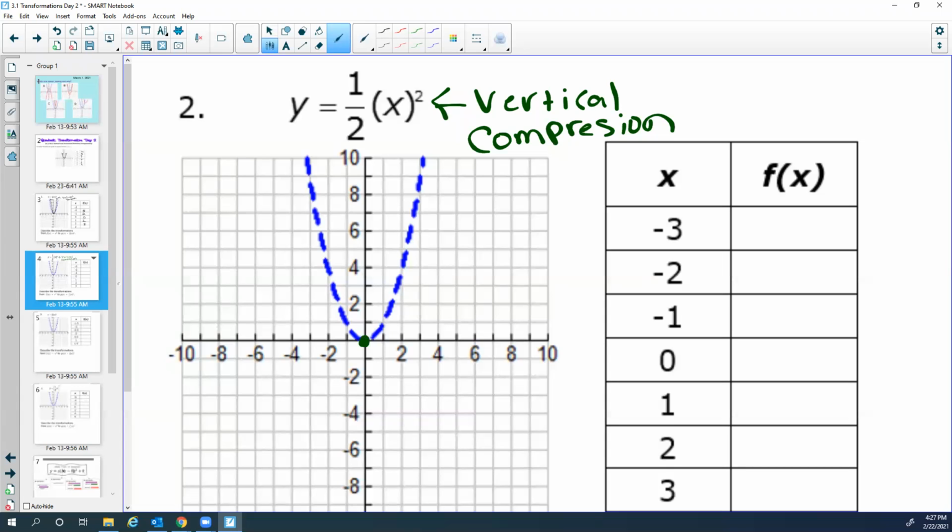So we still have 0, 0, but now we have -1, 0.5 and 1, 0.5. And then instead of 2, 4, we have 2, 2. And that's about what it looks like.